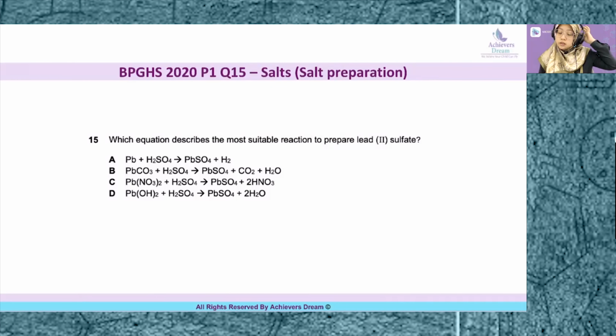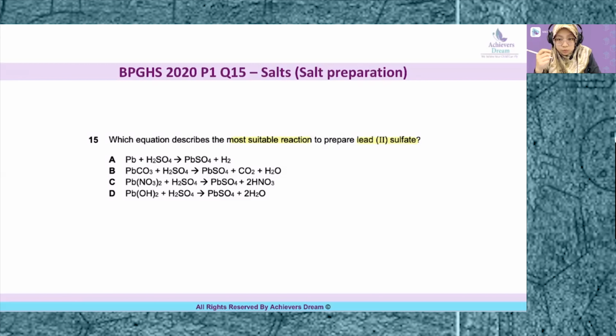Question 15 is testing students on the topic of salts. To be more specific, we are looking at salt preparation methods and suitable reagents to prepare a salt. Which equation describes the most suitable reaction to prepare lead(II) sulfate?